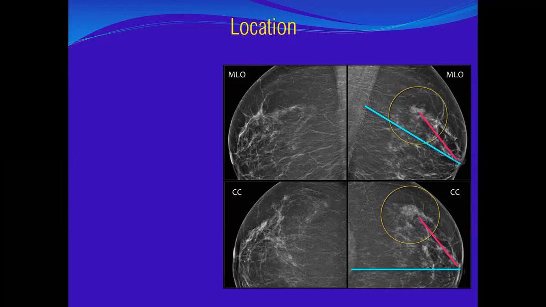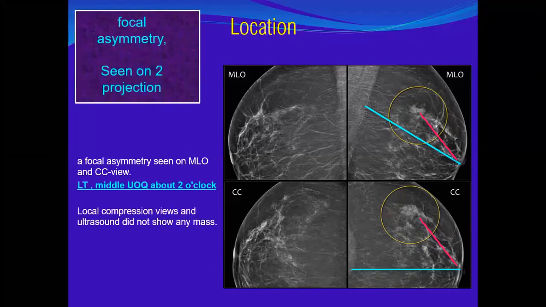So what are we talking about, a mass, asymmetry, or distortion? What is the descriptor of the lesion? Focal asymmetry. Excellent. This is a focal asymmetry. It is left, middle, upper outer quadrant about 2 o'clock.